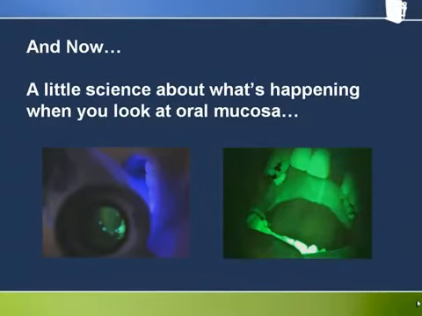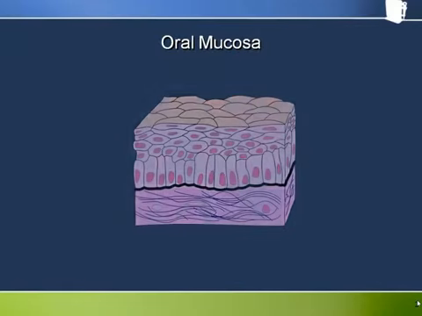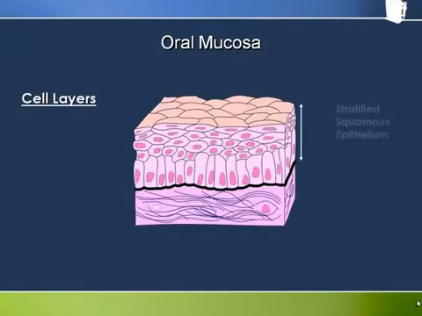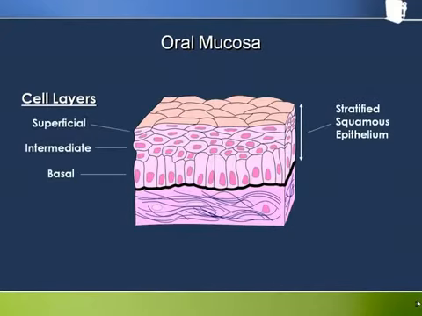Now let's spend a little time trying to understand the science behind fluorescence visualization of oral mucosa. How does it work? Before we go any further, let's first remind ourselves of some basic facts. The oral mucosa consists primarily of two layers, the epithelium and the stroma.